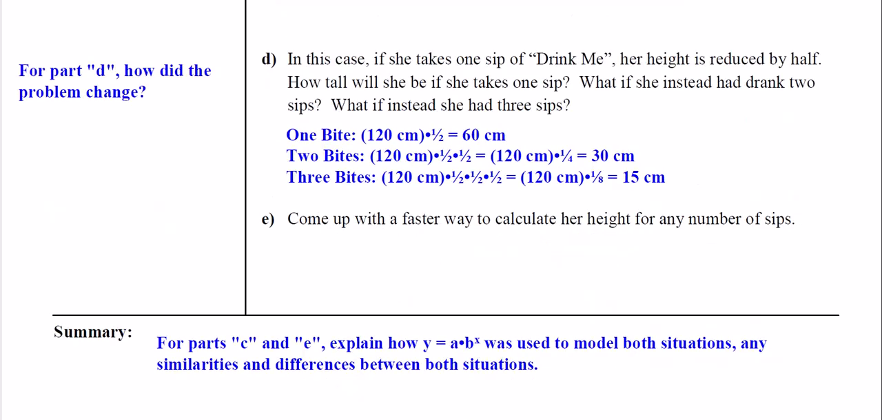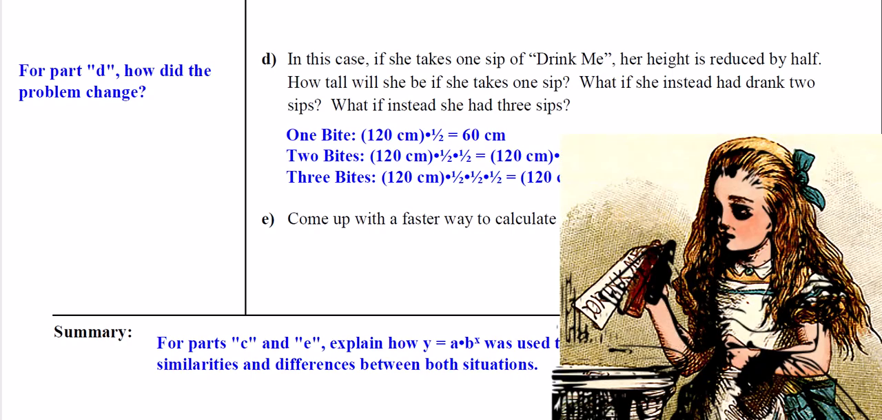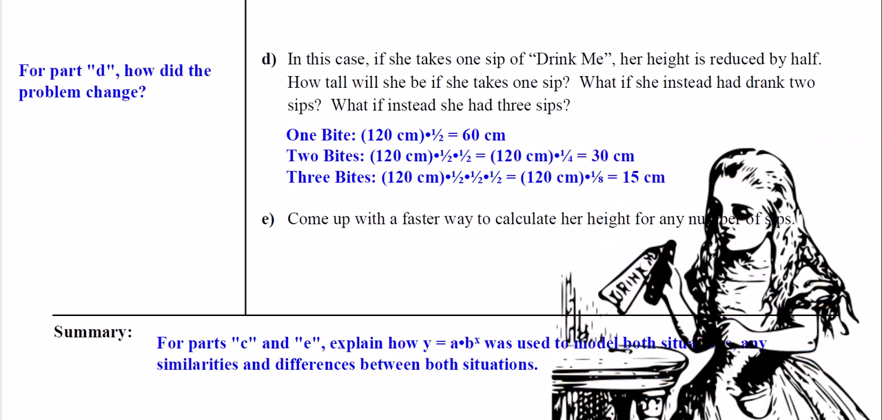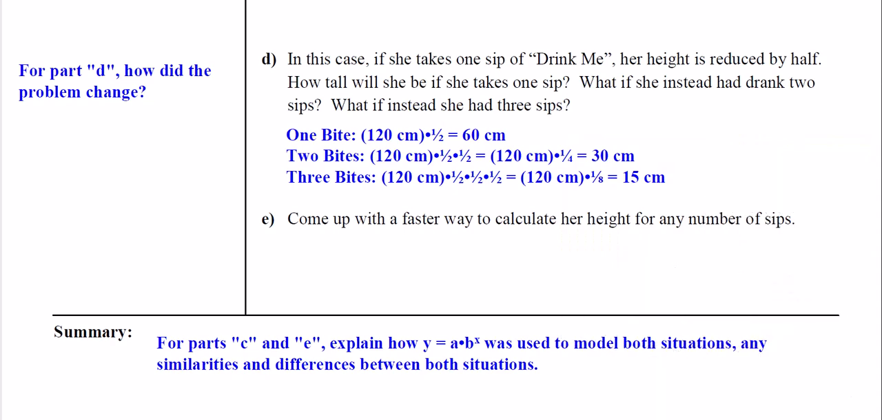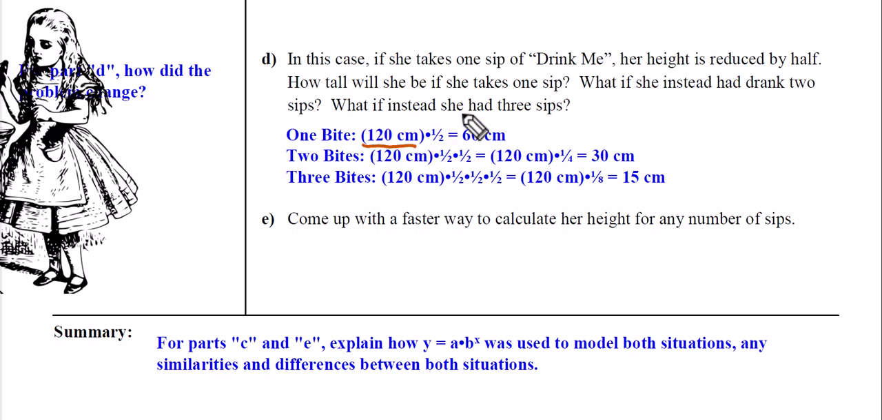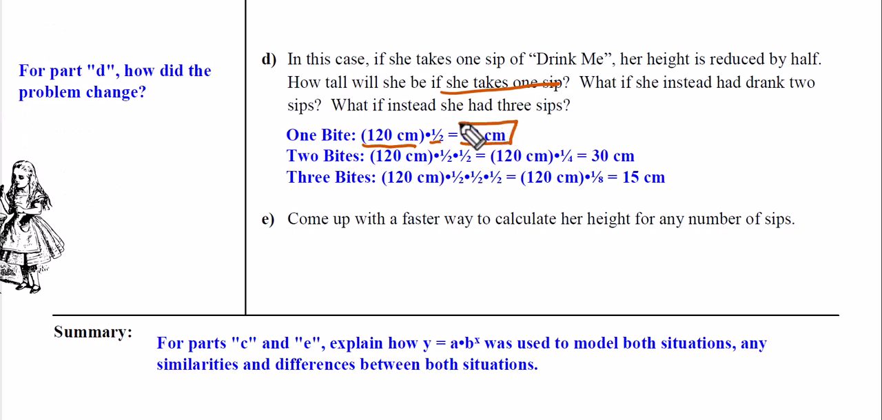Now, about the drink me. If she takes a sip of drink me, then her height in this case is reduced by half. So now she's shrinking. She's getting smaller. You hopefully are catching on to the pattern here. Her original height is 120. She takes 1 sip. That's half her height. That's going to give me 60 centimeters.